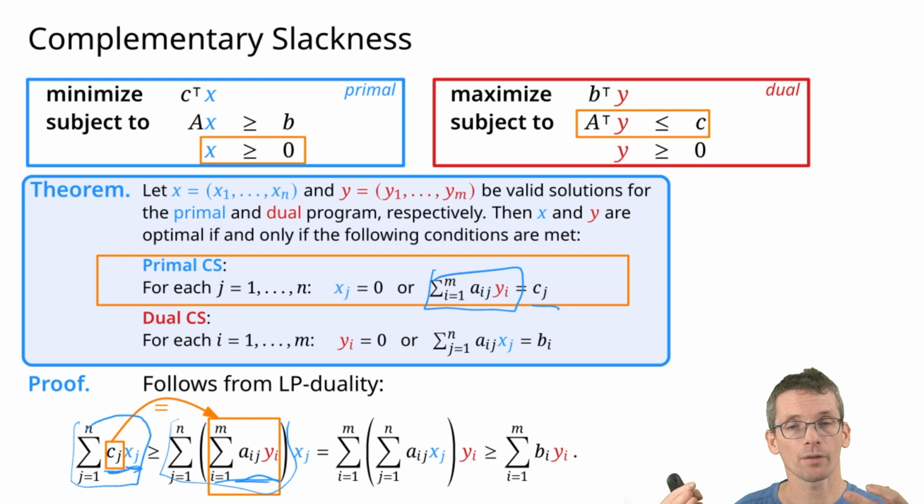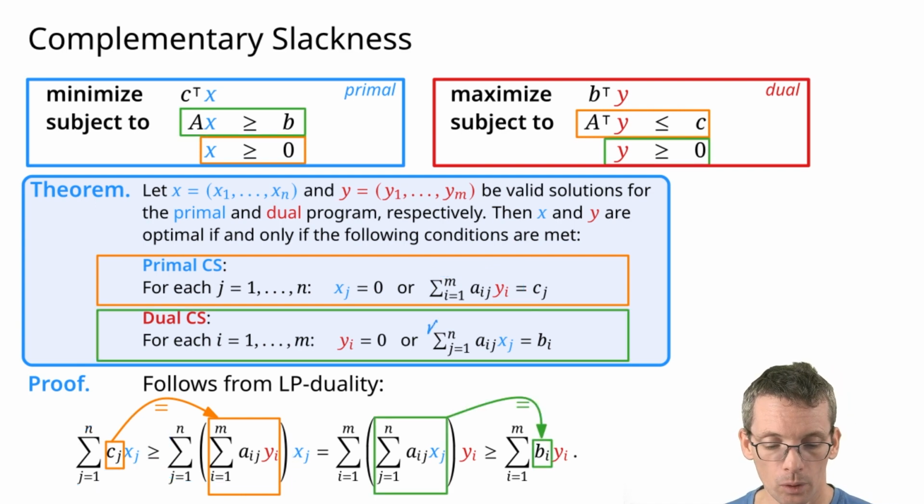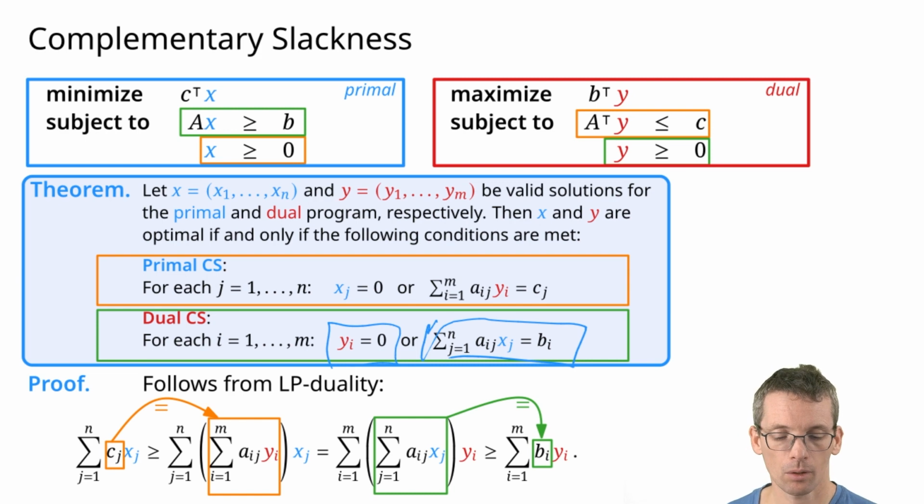Meaning, if I go through all the variables, either they don't contribute anything or they contribute the same. In both cases, they contribute the same. So then I actually have equality here. And the same argument goes on the other side, using the dual complementary slackness. So either yi is 0 or I have the same summand on both sides. So this is complementary slackness, and we're going to see that in a moment again, actually in a relaxed form.